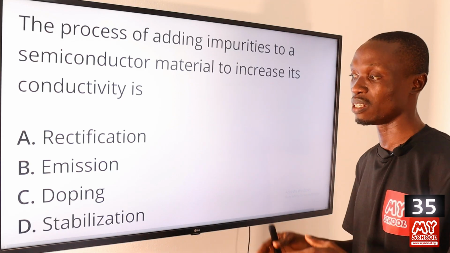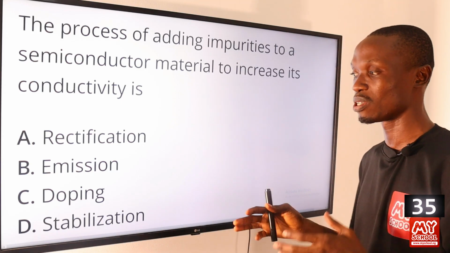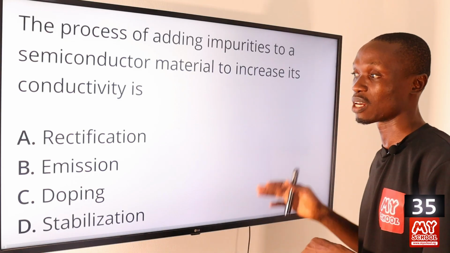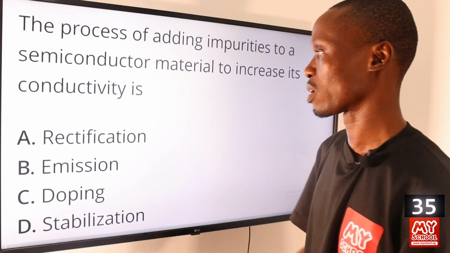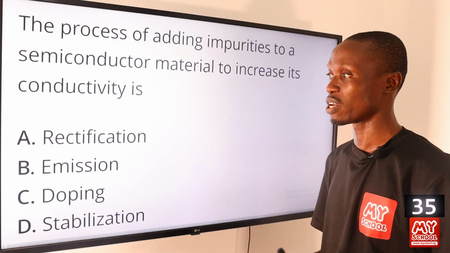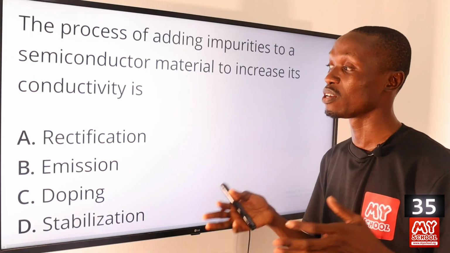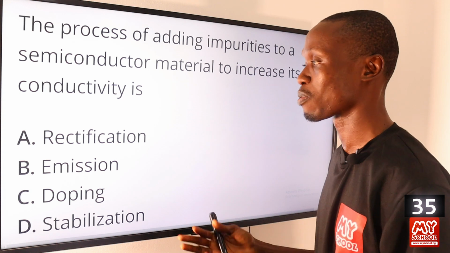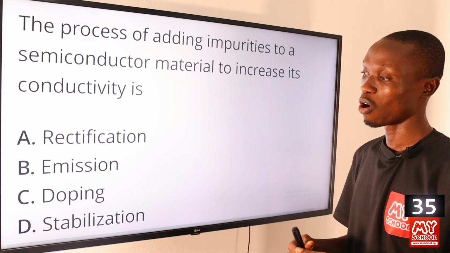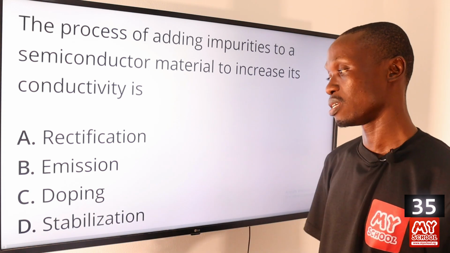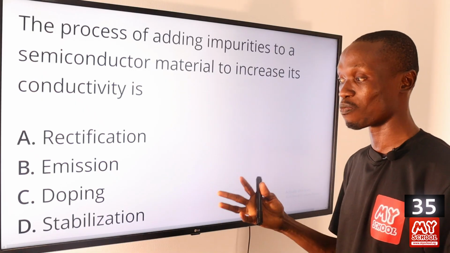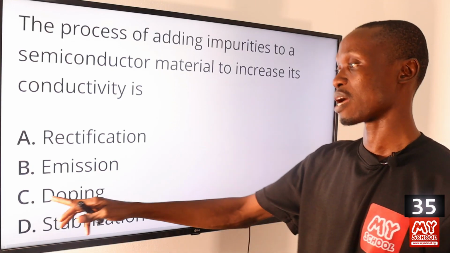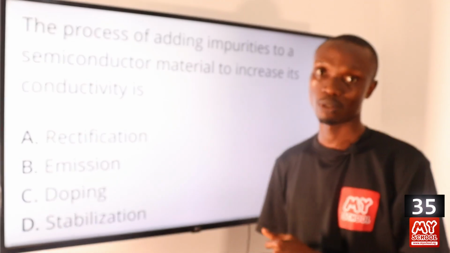Doping is the intentional addition of impurities to a semiconductor material to improve its electrical conductivity. While option A, rectification, is the process of converting AC current to DC current. B, emission, is the process of releasing energy in the form of particles. While option D, stabilization, is the process of making a system stable, often by reducing fluctuation. But remember that the answer to this question is option C, doping.